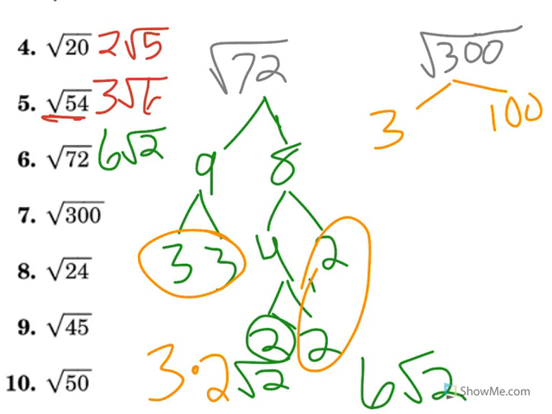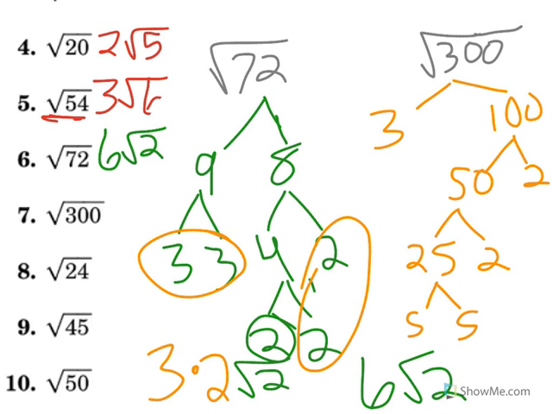3 does not go any further, but 100 does. 100 is 50 and 2. 2 doesn't go any further, but 50 does. 50 is 25 and 2. 2 doesn't go any further, but 25 does. 25 is 5 and 5. Now those 5s go no further.